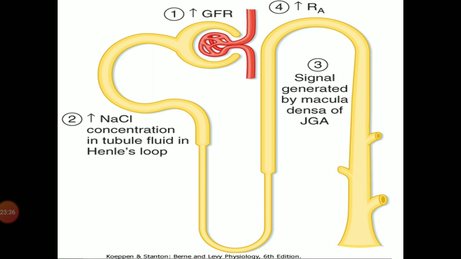So again you can see here the stimulus was increasing glomerular filtration rate. When the glomerular filtration rate was increased, the amount of sodium chloride being filtered is also increased. So there will be increased sodium chloride concentration in the tubular fluid in the loop of Henle, and when this increased sodium chloride concentration reaches the macula densa area, there will be the formation of adenosine. This adenosine would act over the afferent arteriole smooth muscle cell.